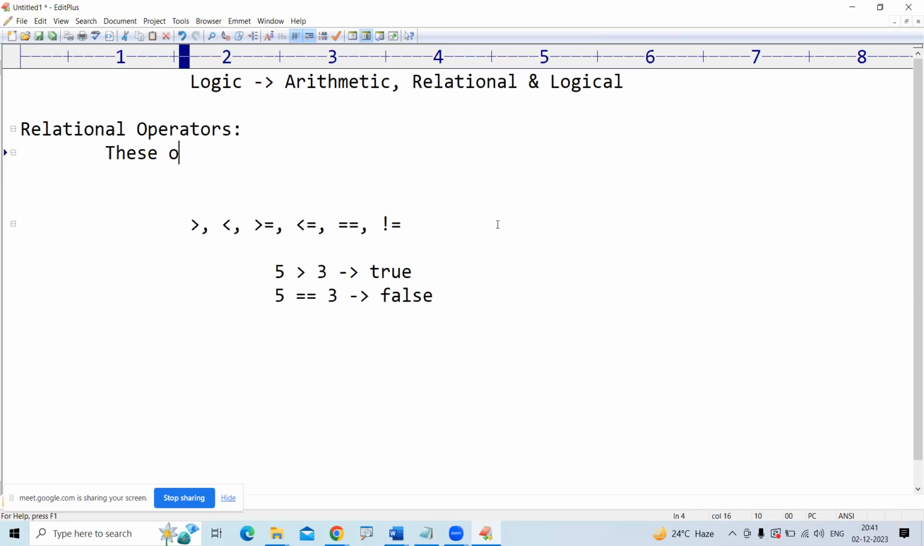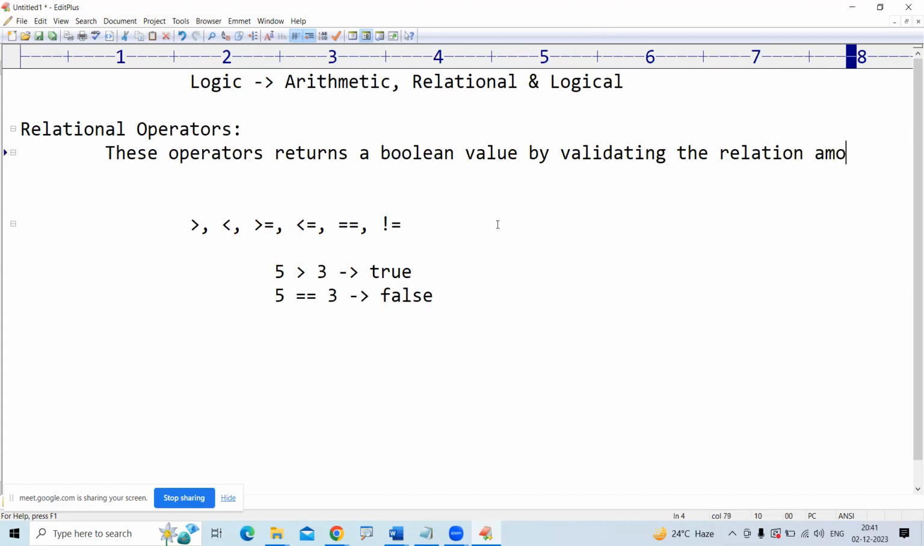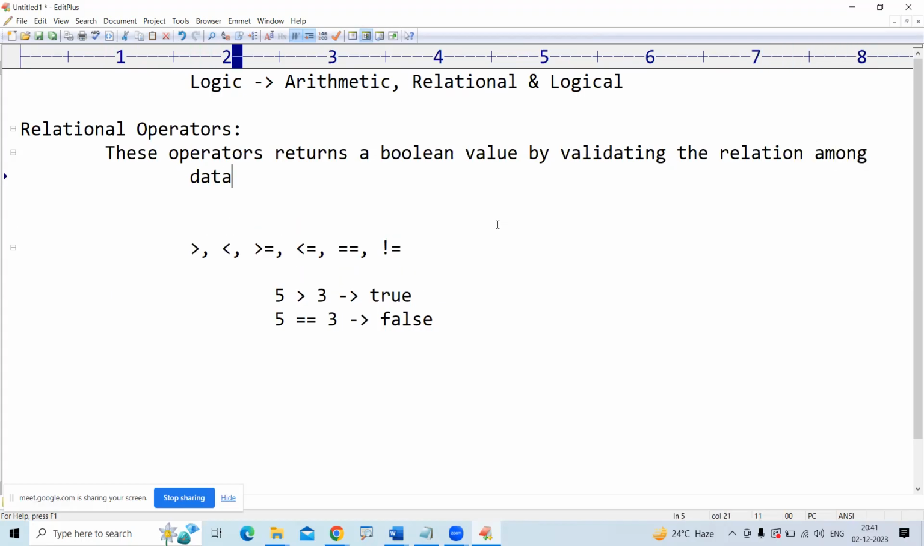So now the definition I am writing. These operators return a Boolean value. Boolean value means true or false, by validating the relation among data. The relation among data, 5 and 3. If it is true, true. 5 equals to 3, false. Suppose 4 and 3, which are not equal, it is true.